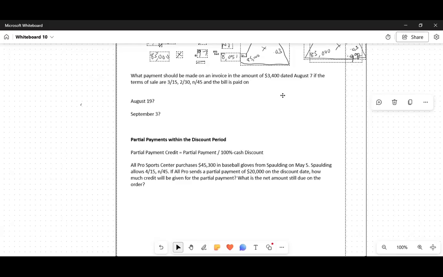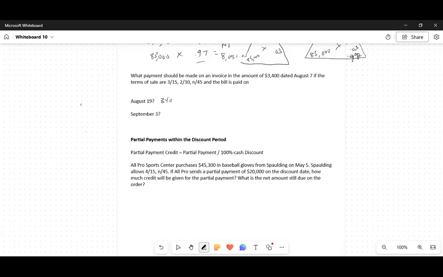So they're asking me here, if the invoice is $3,400 and it's dated August 7th, and the sale terms are such, if it was paid on August 19th, well, that is less than 15 days after August 7th. So I would get the 3% discount, right? So let's just say 3,400, the triangle, times 0.03. That's going to give me my discount amount, which is going to be $102.